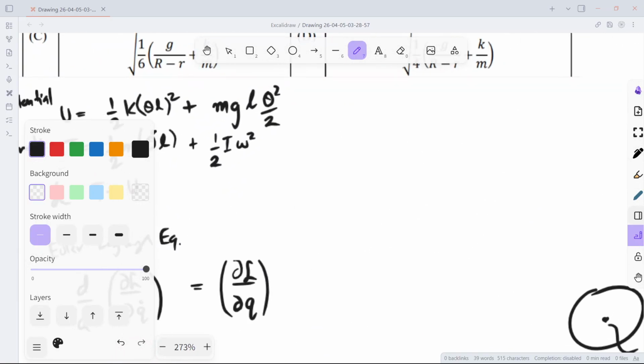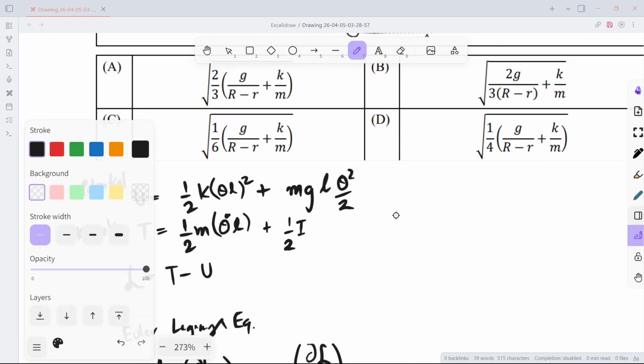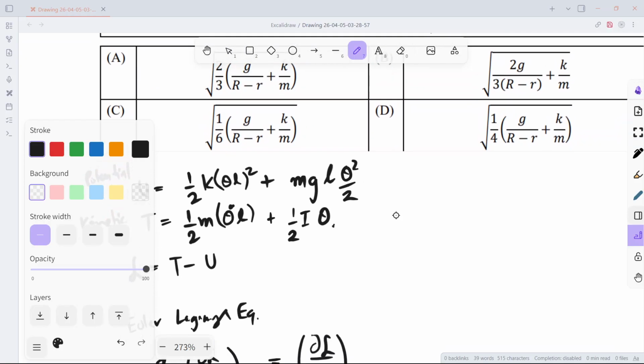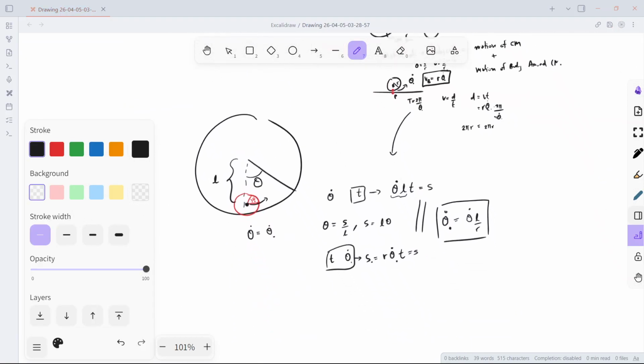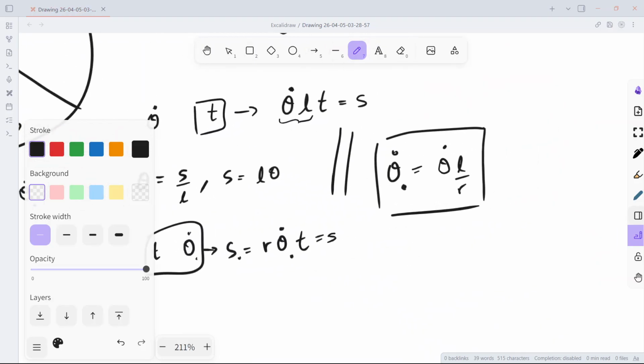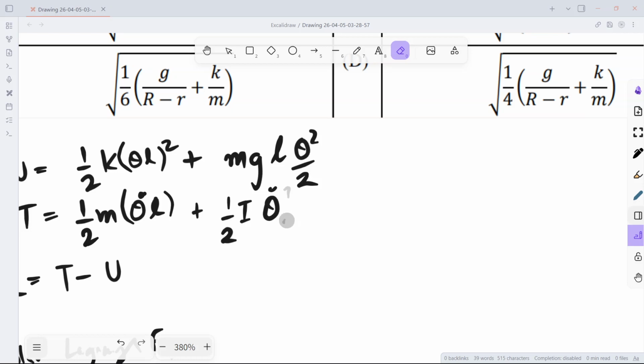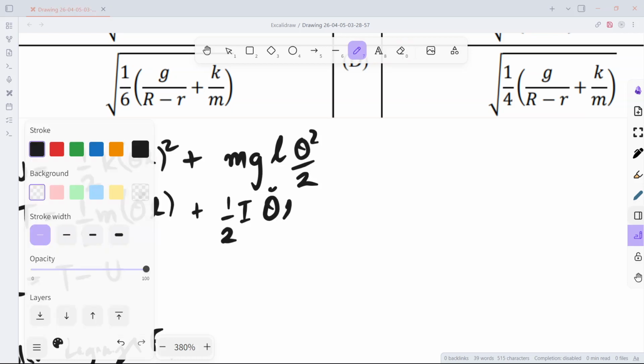So it will be half I omega squared, where omega will be theta dot dot, but we know that theta dot dot is theta dot times L over R. Should have come up with a better name, but so this will be theta dot times L over R, squared.